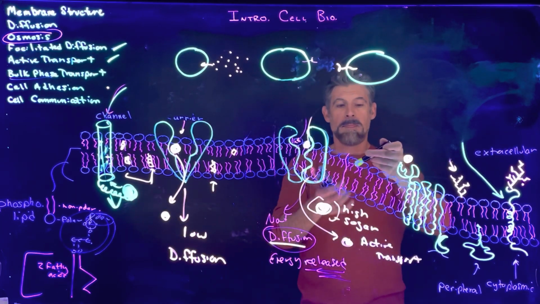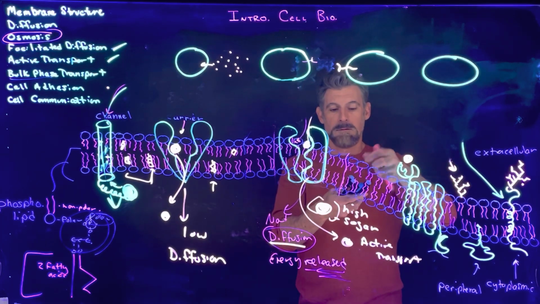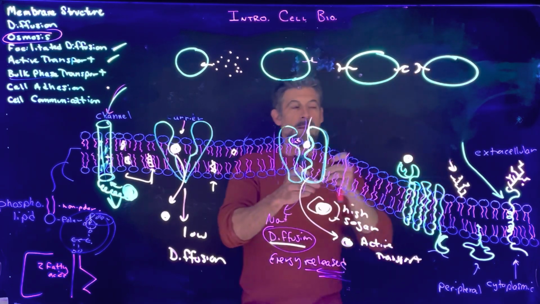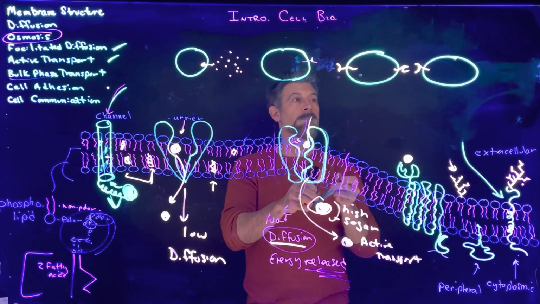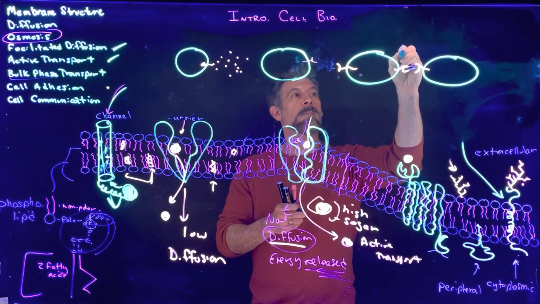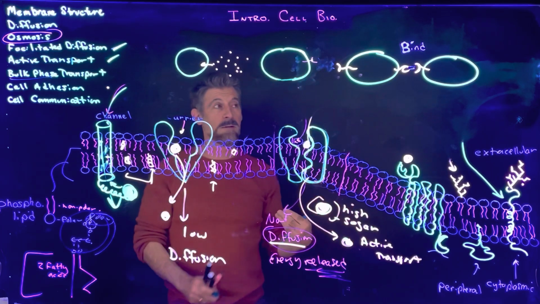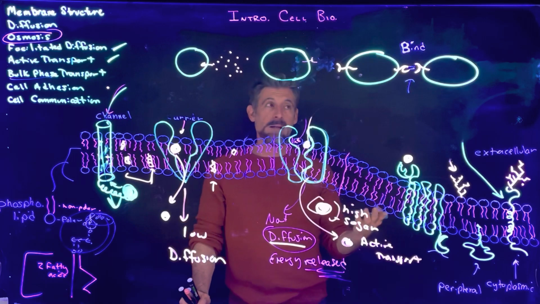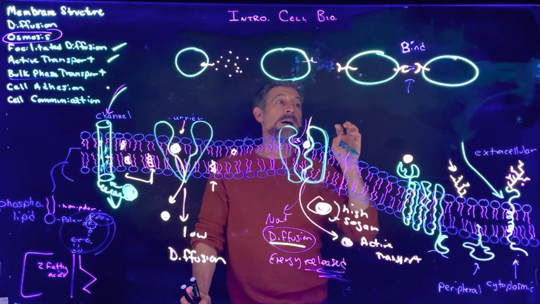But if they do recognize each other, if they are the same, that's a B. So they'll bind, right? They'll form a bond between the two cells. So this is one type of cell adhesion where we have membrane proteins binding to other membrane proteins that are like them, and they recognize each other.